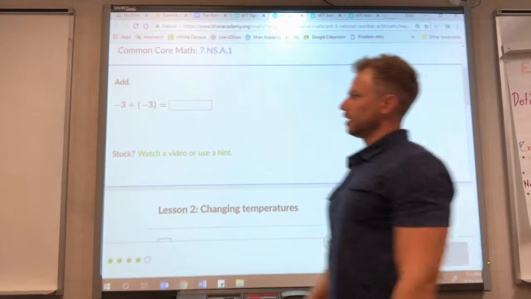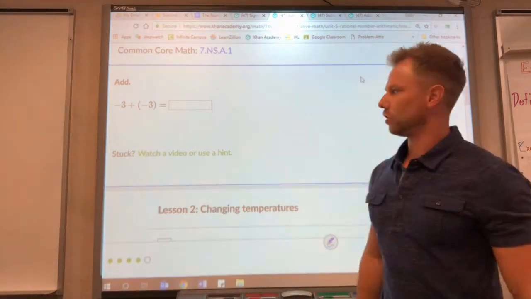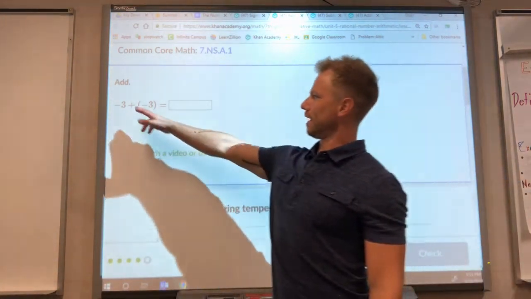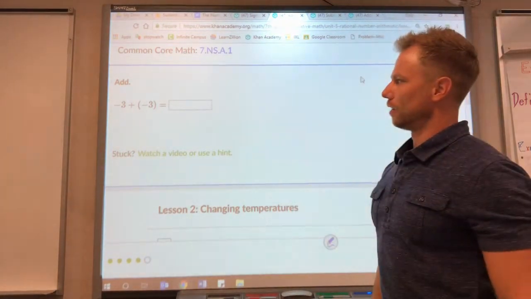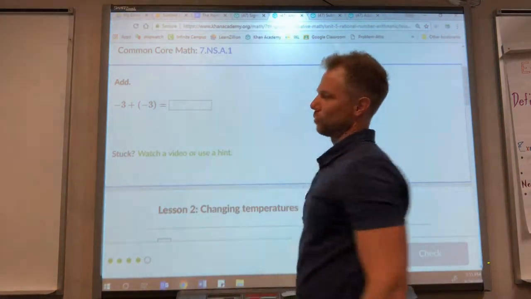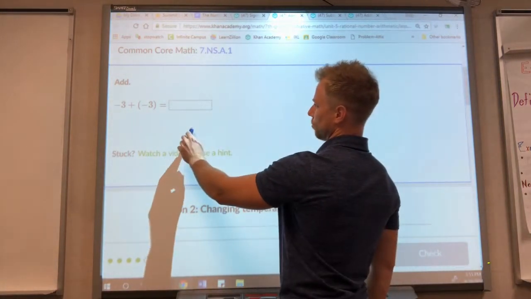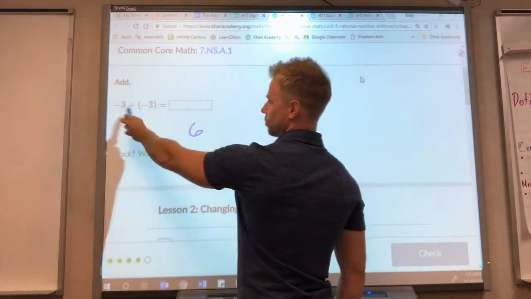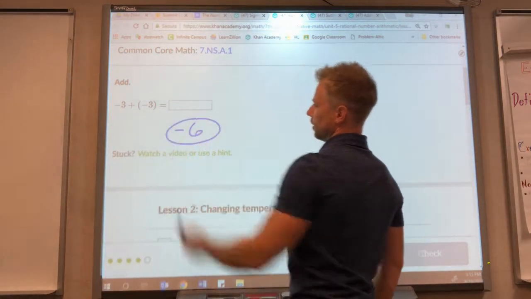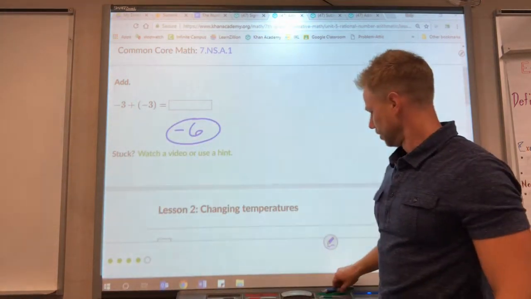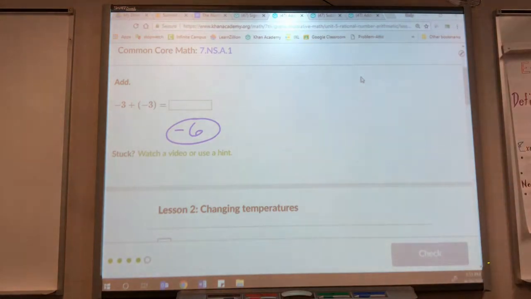Okay, on this next one, we're still using our rules to solve the problem. We have -3 plus -3. Those two numbers are both negative, so it's like signs. So following our rules, we add them together. 3 plus 3 is 6. Keep the original sign since they're both negative. The original sign is negative, so our answer would be a -6.